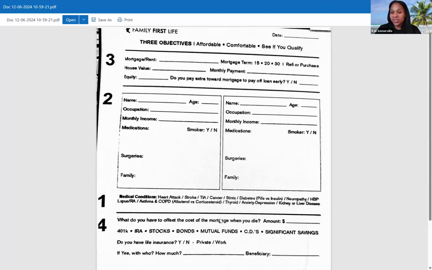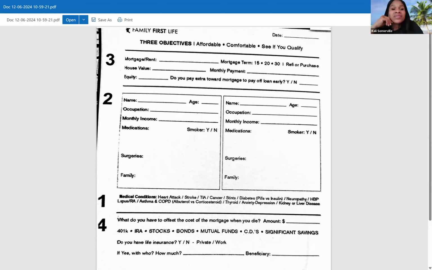what do you have to offset the cost of your mortgage? Prior to doing mortgage protection, I never asked any clients that, and that's when the golden question would have come in for me. Most scripts don't have the golden question in there because they actually think that you're going to use the client inventory sheet.